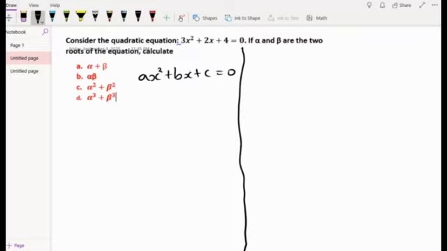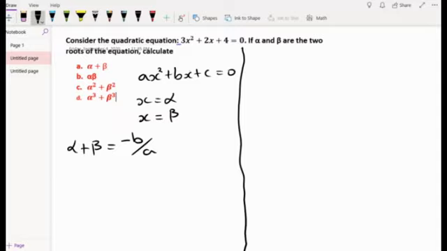When we have two roots, alpha and beta, so x is equal to alpha and x is equal to beta. The sum of the roots, that is alpha plus beta, we derived that is equal to minus b all over a. This is like a formula. We derived this in the last video.